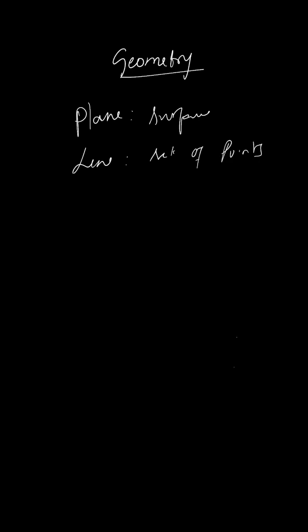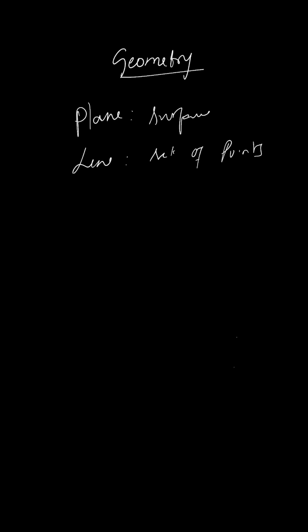First, plane. What is a plane? A plane is a surface. Next, line. A line is a set of infinite number of points.